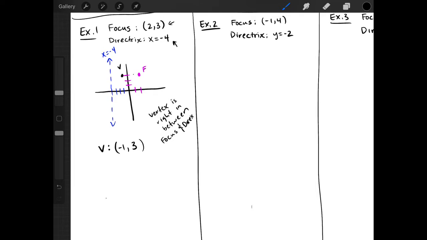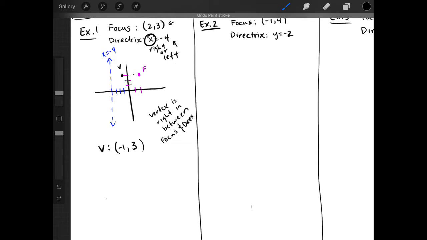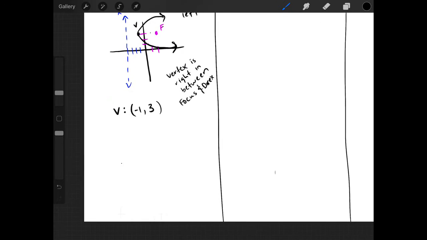The next thing that'll be helpful is just a sketch. Do we know which way this parabola opens? First thing is, our directrix is x equals, so it's either right or left. The second thing is, that focus is always inside of our parabola like that. So that means that this opens up to the right. Since it is opening to the right or to the left, that means our equation has to be an x equals equation.